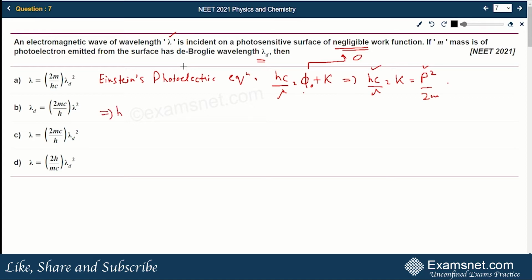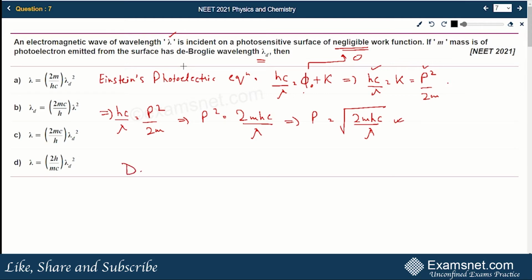Okay. So let's write it down. hc by lambda is equal to p square by 2m. So p square will be equal to 2m hc by lambda, and the value of p will be the root of 2m hc by lambda. So we have to use this value of p in the formula of de Broglie wavelength. What is the de Broglie wavelength? It is lambda d, and it is equal to h by p, where h is Planck's constant and p is the momentum. So let's write the h as it is, and in place of p we can put this value, root of 2m hc by lambda.